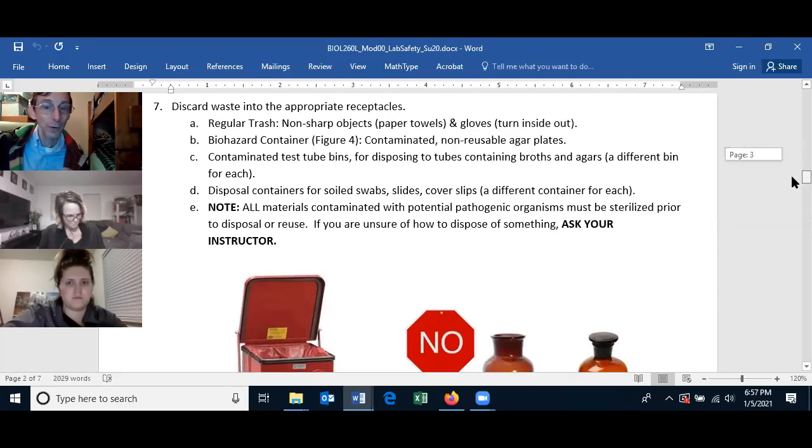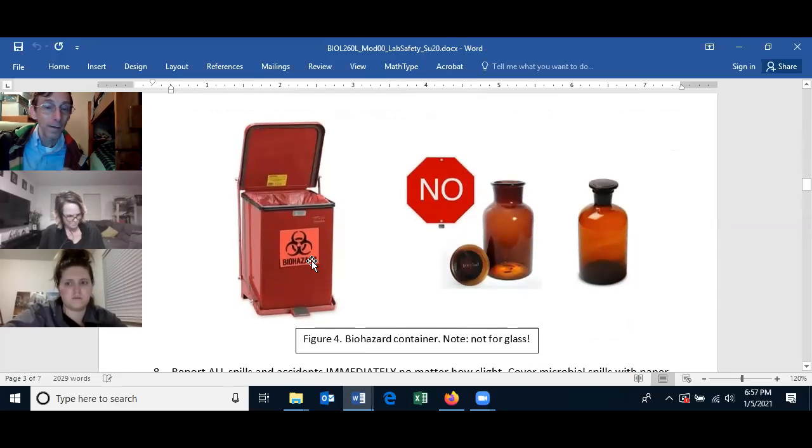Discard waste in the appropriate place. Anything that has bacteria in it should go in the biohazard. It is a trash can, but we'll call it the biohazard waste. This will be autoclaved, and then the bag will be taken and put in the garbage. But the idea is every bacteria is killed. You do not put anything glass in the biohazard, so it's only plastic and paper and things like that. All glass has another place to go.